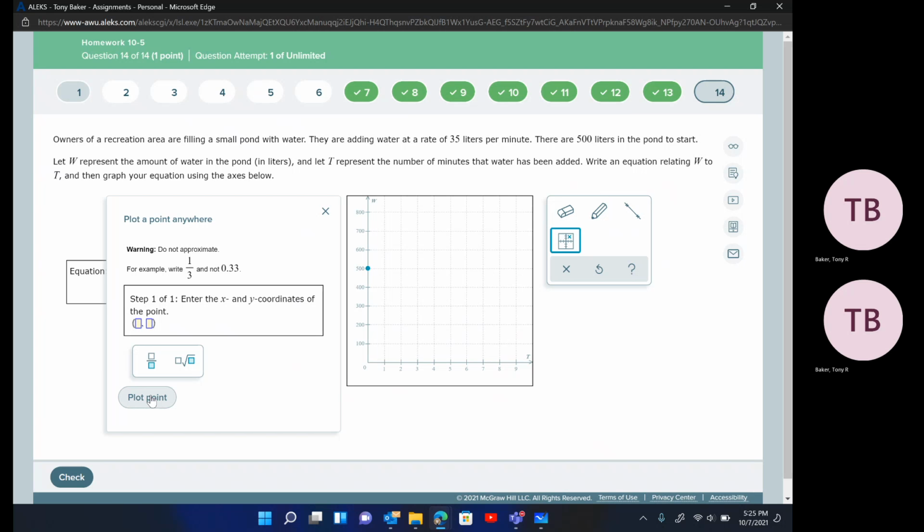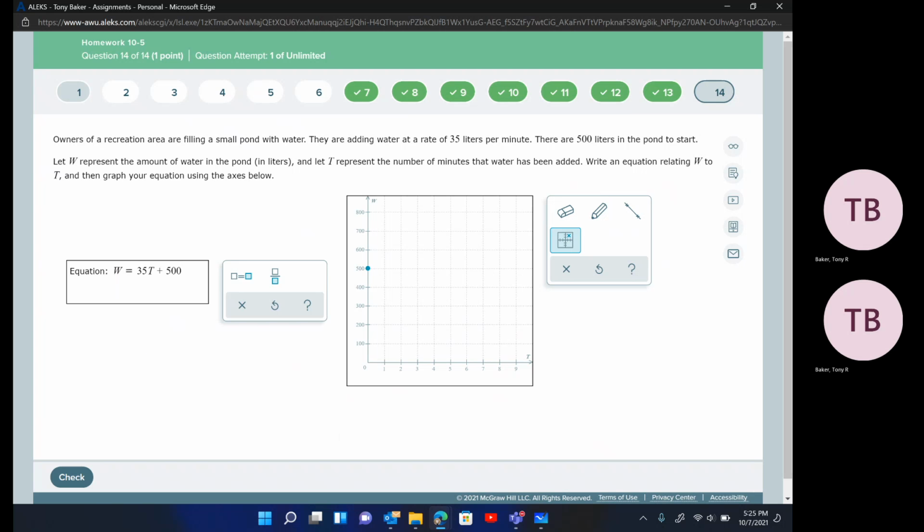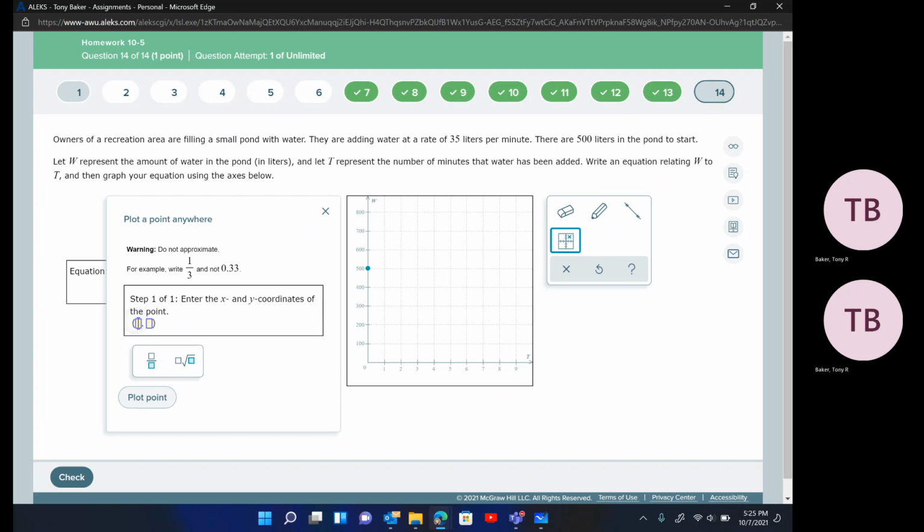Well, you do have to plot, but you could use the pencil for it. So now I need one more point, right? So if we did my slope, how much am I going to go up by for every one? It was up by 35, right? And over by 1. So we're adding 35. So it's 1 and 535.